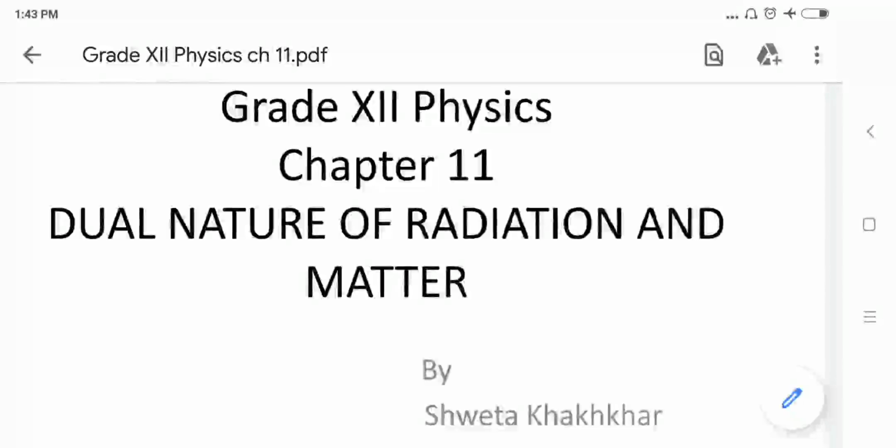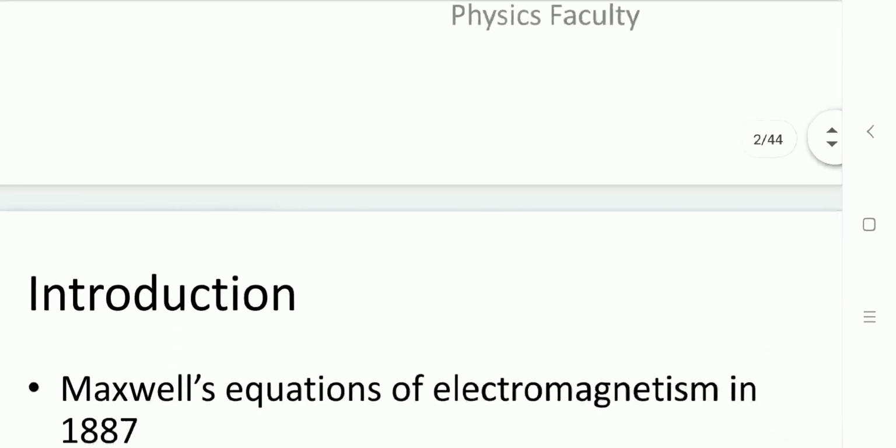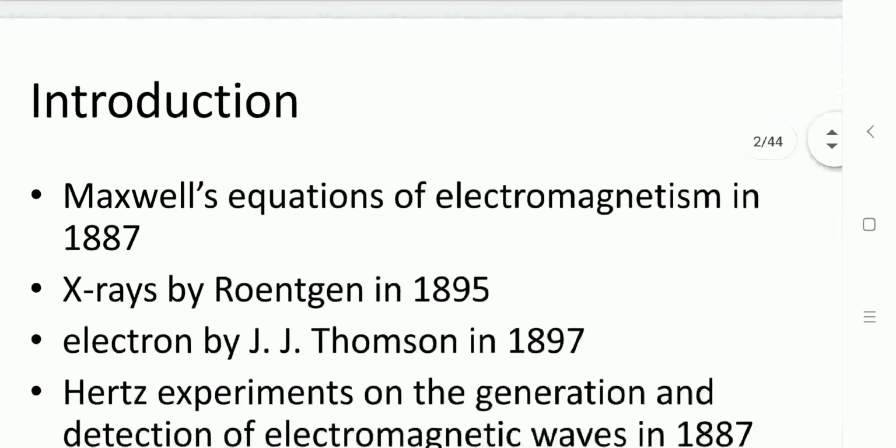Hello students, let us start with chapter number 11, Dual Nature of Radiation and Matter. Let us go through the basic concepts and the inventions done by well-known scientists. Maxwell tried to generate and calculate the components of electromagnetic waves and derived four equations, which are well known as Maxwell's equations.